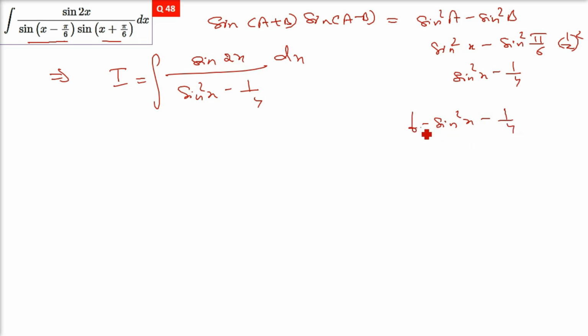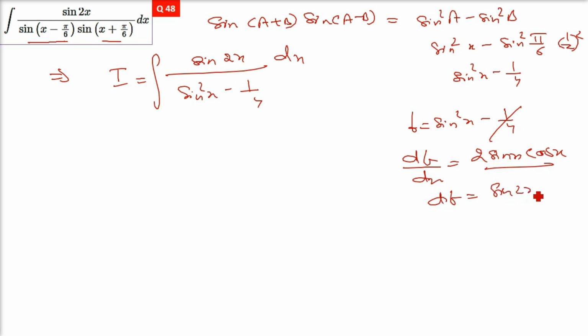You can take all the denominator as t. dt by dx will give you 2 sin x cos x. This minus 1 by 4 will just get eliminated. dt will be equal to 2 sin x cos x, which is sin 2x, into dx. So the numerator is already there with us.